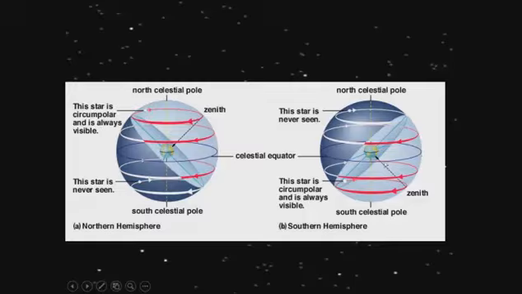Now, if this person were to move to the southern hemisphere, they would see this star, the same star as shown here, over here all the time, and they would never see this star. The stars in the middle that we will see from both hemispheres. They will rise and they will set above and below the horizon.